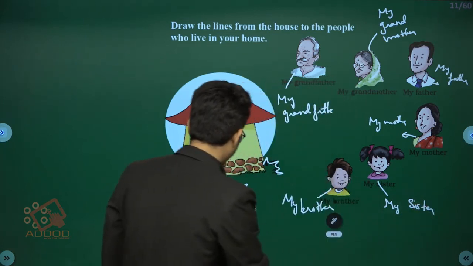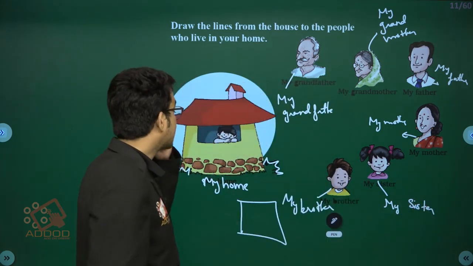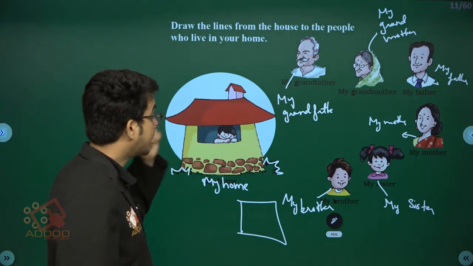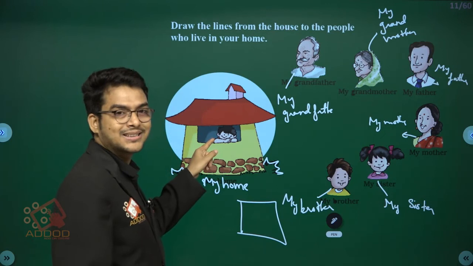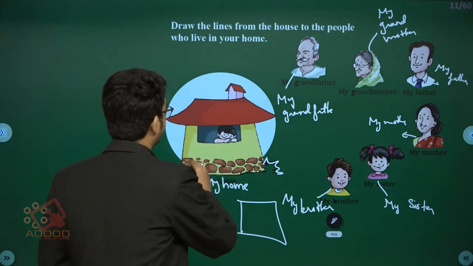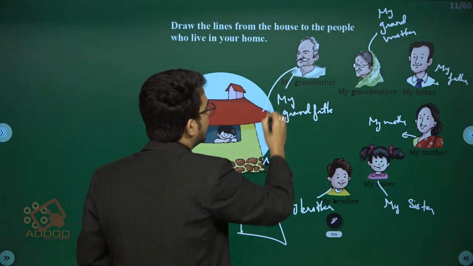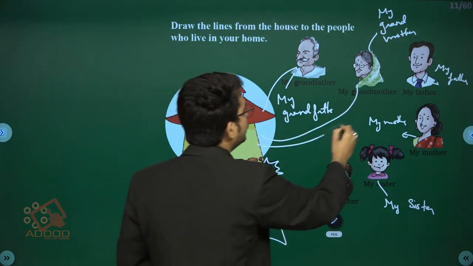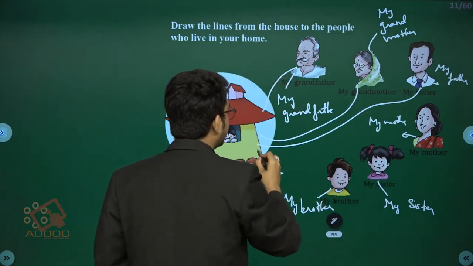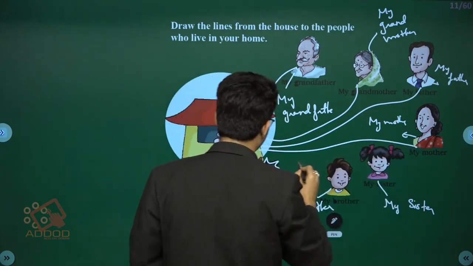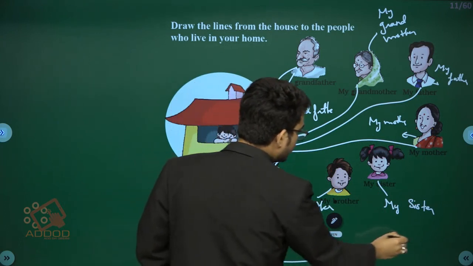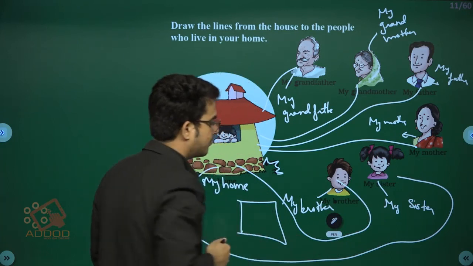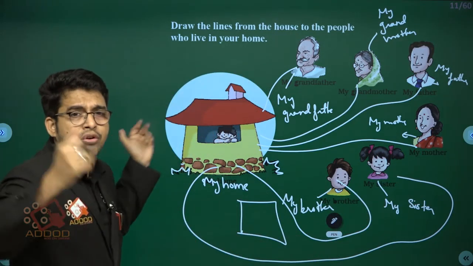And you can also paste your picture. So make a house like this, anything you can prepare easily. You can paste your picture here. Then you can say, my grandmother, my grandfather, my mom, my sister, my brother. This is what you can make yourself.